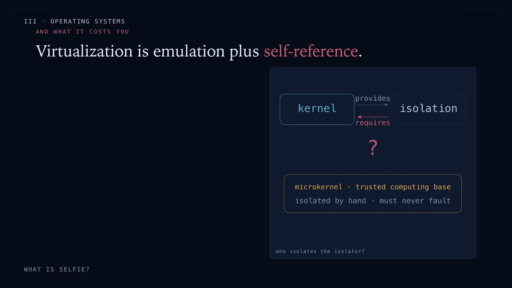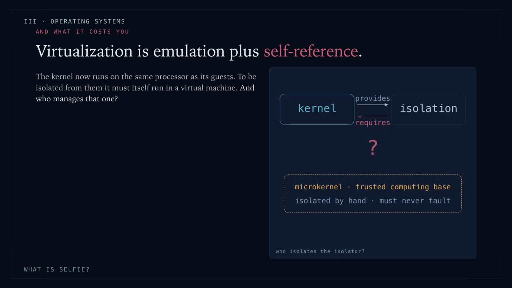And now the price. Virtualization is emulation plus self-reference, because the kernel runs on the same processor as its guests. To be isolated from them, it must itself run in a virtual machine. And who manages that one?